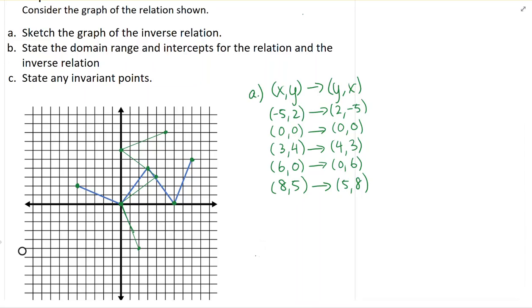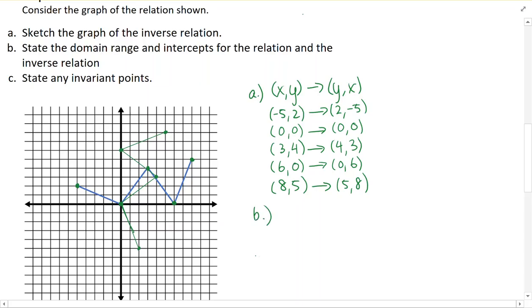And what are we supposed to do next? Yes. So state the domain and range and intercepts for the relation and the inverse relation. Okay, so first, let's write down B.